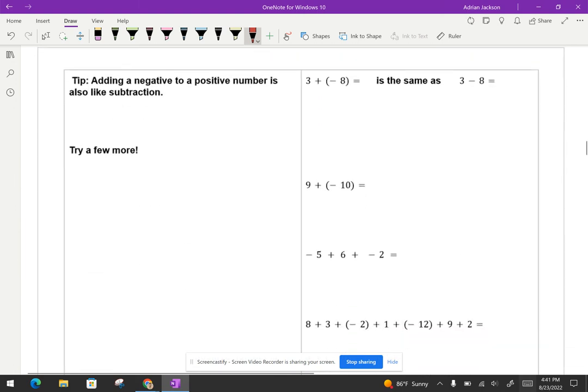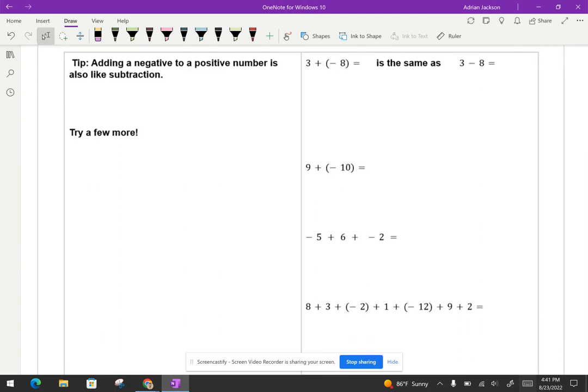All right, here is a tip that you may or may not have noticed. Adding a negative to a positive number is basically just subtraction. So if I have 3 plus negative 8, that's the same thing as 3 minus 8. This would give me negative 5, and this would also give me negative 5. So whichever way is easiest for you to read, you can do it that way.